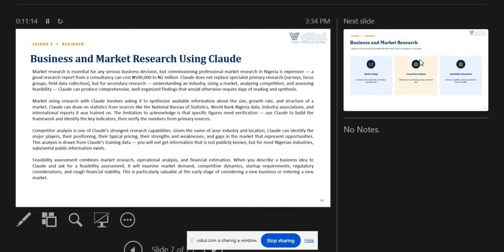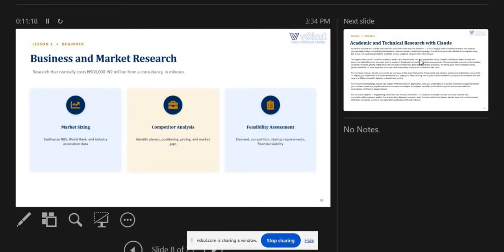So these are the areas Claude can help you, especially when it comes to available details in the public space. But again, when it comes to core data, numbers, Claude encourages that you, on your own, do the verification. Be sure that the value and the numbers it has given you are the most recent and updated record, so you don't work with stale information and assume it is correct, right? Okay, now business and market research we've talked about include market sizing, synthesizing NBS, Nigerian Bureau of Statistics, World Bank, and industry data. Okay, now Claude again can help you when it comes to competitor analysis.